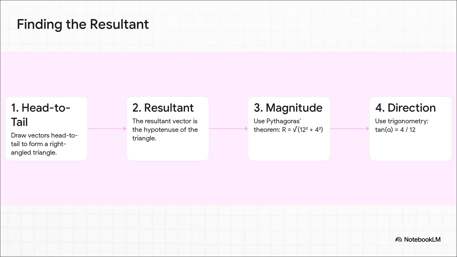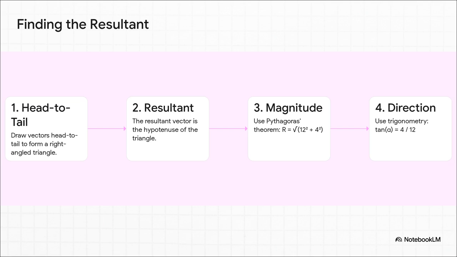The trick is to actually draw it. We draw an arrow for the ship's northward motion. Then from the tip of that first arrow, we draw another arrow for the eastward current. This is what we call the head-to-tail method. The ship's actual path, the resultant, is a straight line from the very start of the first arrow to the very end of the second one. And look at that. We've just made a perfect right-angled triangle.